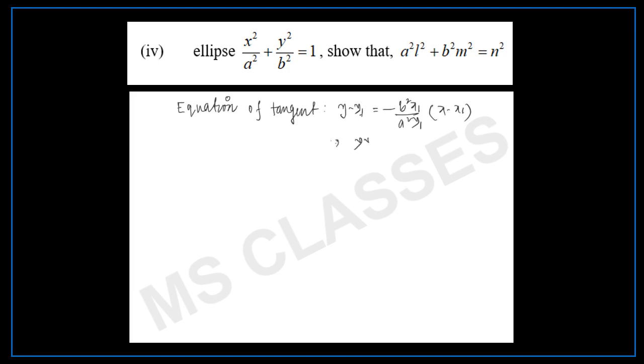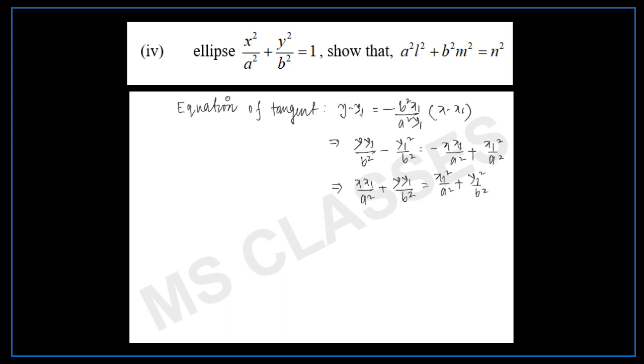Now this means y y1 by b square minus y1 square by b square equal to minus x x1 by a square plus x1 square by a square. Now this gives us x x1 by a square plus y y1 by b square equal to x1 square by a square plus y1 square by b square.